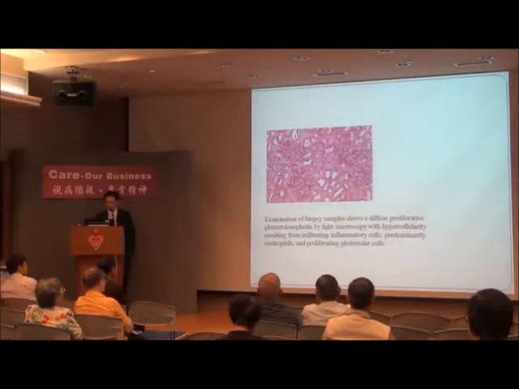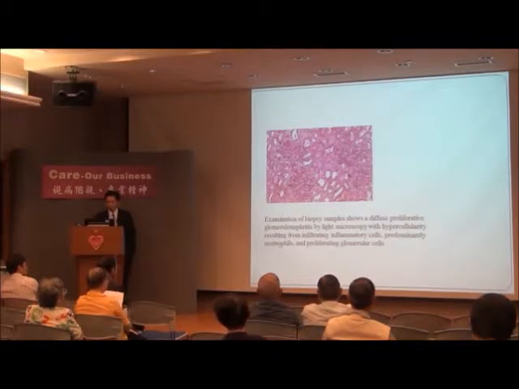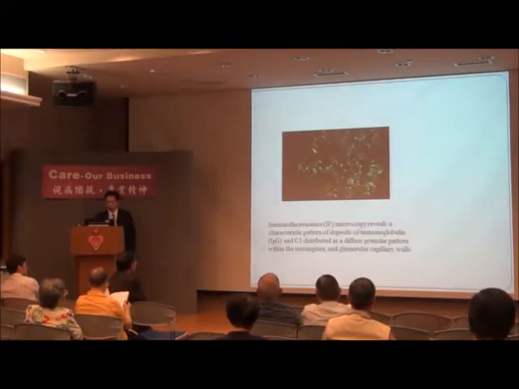And if you take a biopsy, there's a diffuse proliferative GN by light microscopy with hypercellularity resulting from infiltrating inflammatory cells, predominantly neutrophils, and proliferating glomerular cells. With IF staining, we see a characteristic pattern of deposits of immunoglobulin IgG and C3 in a diffuse granular pattern within the mesangium and glomerular capillary walls.